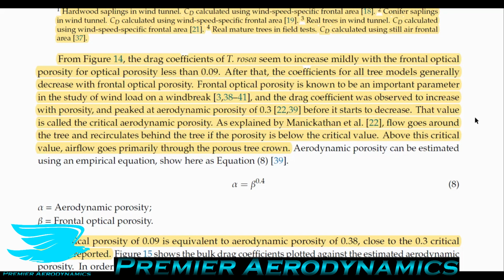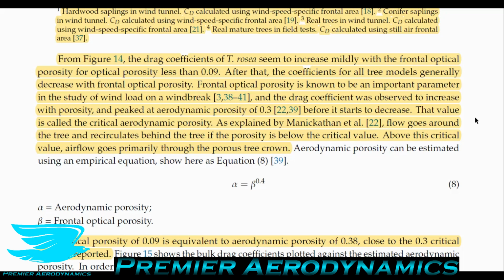This is what I mentioned earlier, whether the aerodynamic porosity is different to the optical porosity. They don't go too much into this paper what the difference is, but from what I can glean, the aerodynamic porosity is based on a volume, whereas the optical porosity is based on a projection, a 2D projection. They say that value, the 0.3 value for aerodynamic porosity, is called the critical aerodynamic porosity, as explained by Manikathan.